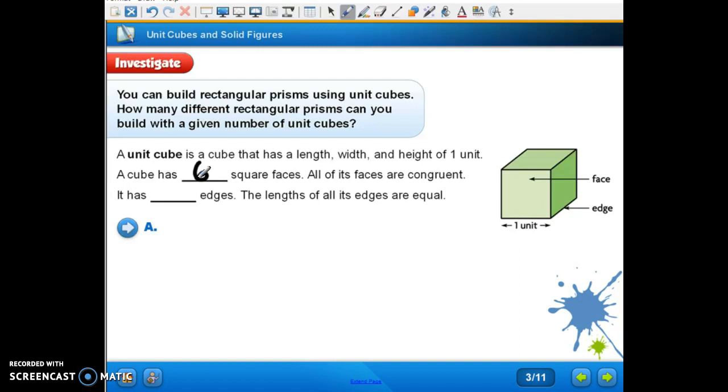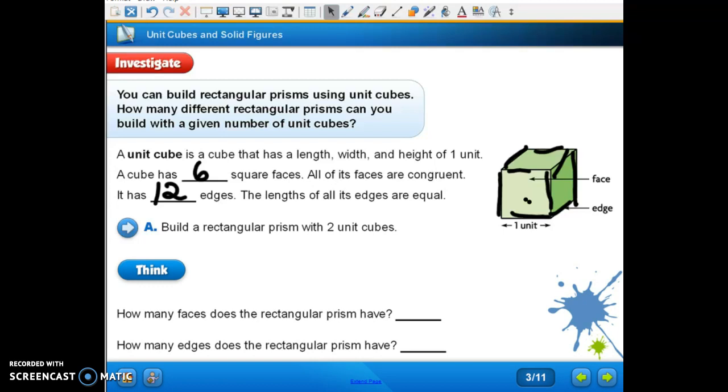It has blank edges. Now this is a little bit different. Is the edge like the line? Yes, here's the edge, 2, 3, 4, 5, 6, 7, 8, 9. There's one back there that we can't see. Another one back there that we can't see. That's 11. And there's one down that we can't see. So it has 12 edges.